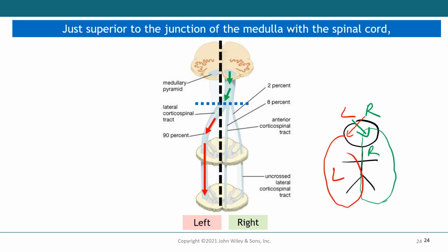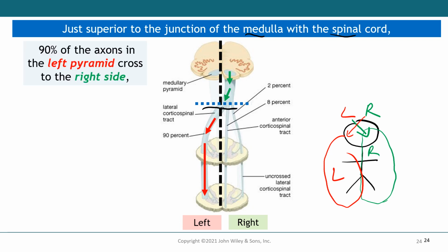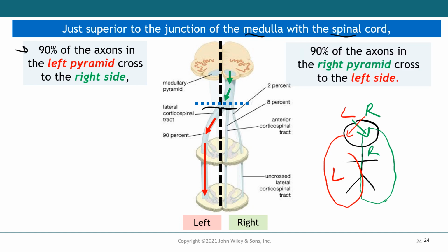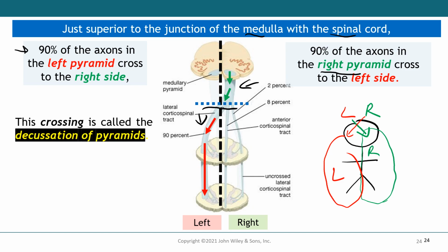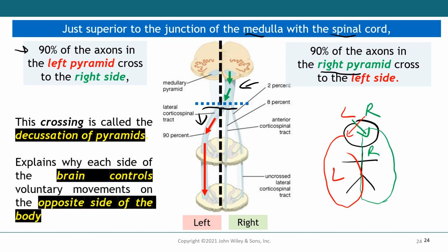So remember, just superior to the junction of the medulla with the spinal cord, in this area in blue, you will have a crossover of information. You will see that 90% of the axons in the left pyramid will move to the right, and 90% of those in the right pyramid will move to the left. Due to this crossing, called the decussation of the pyramids, the brain controls the opposite sides of the body.